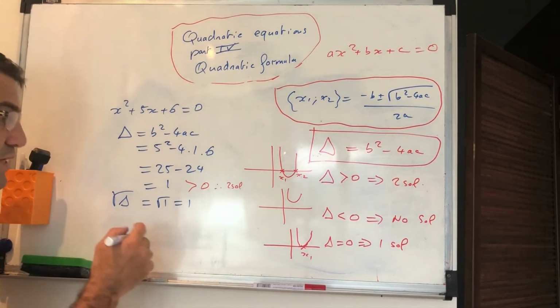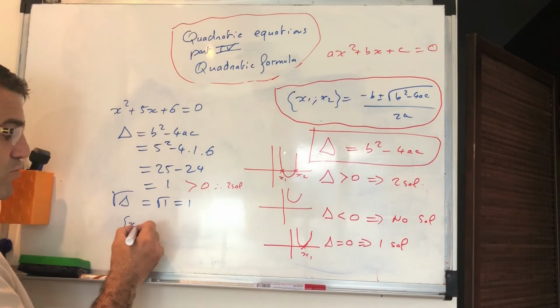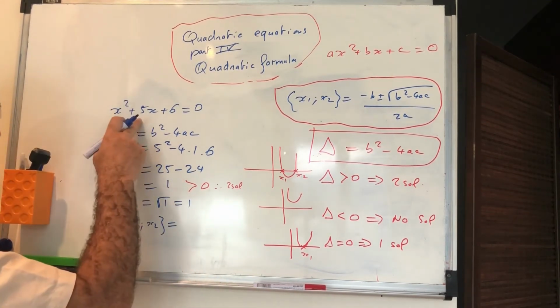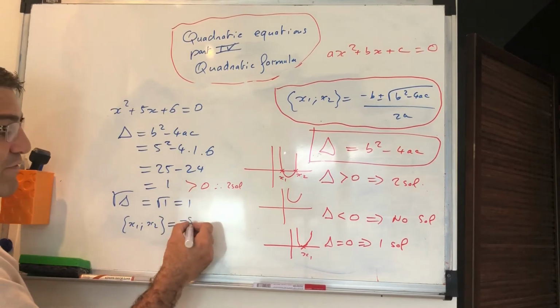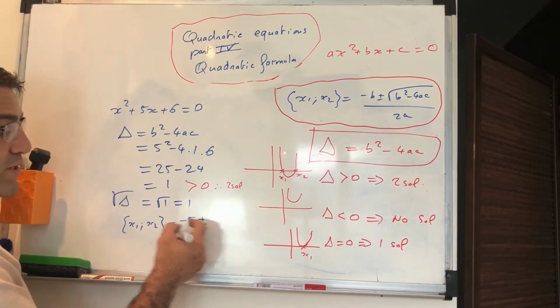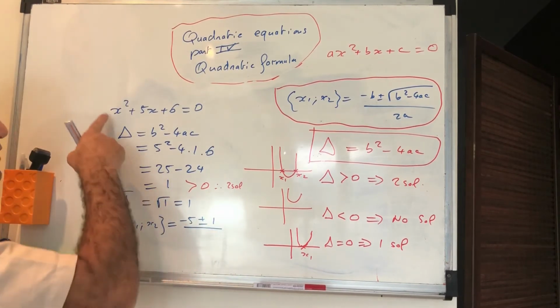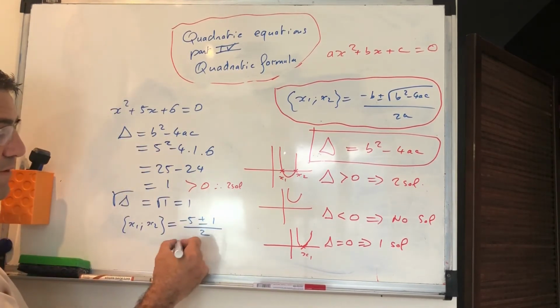So here we go. So the 2 solutions, x1, x2, equal to negative b. So b was 5. So negative b is negative 5. And then plus or minus the square root of delta, which is 1, divided by 2a. Now a was 1, so this is 2.